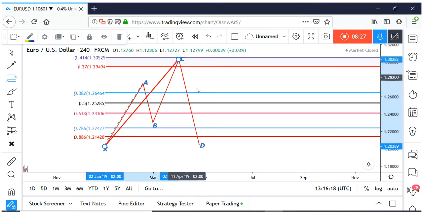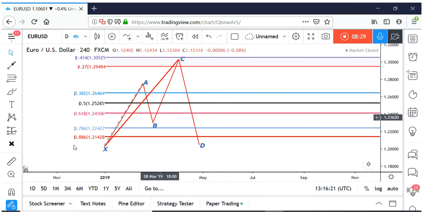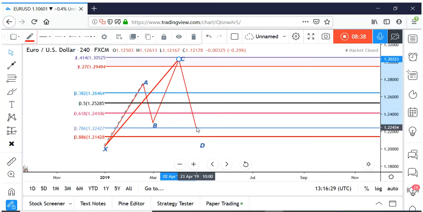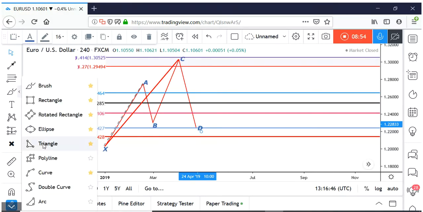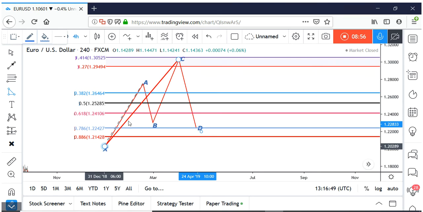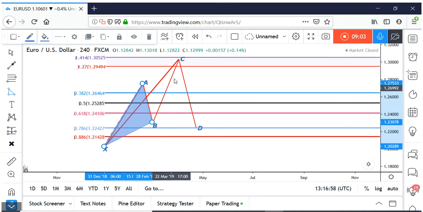And then this is when we get the completion. The D has to complete at the 0.786 fib retracement here. So our D leg completes at 0.786 fib retracement. Okay, so this is our D leg. So what we need to do now is to take the triangle tool and fix this up to make it look nice. You can choose any color that you like. It's entirely your choice.